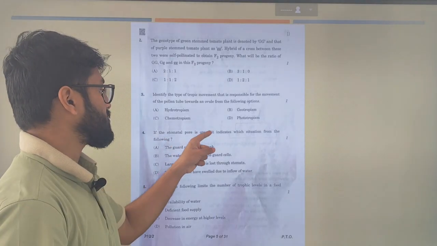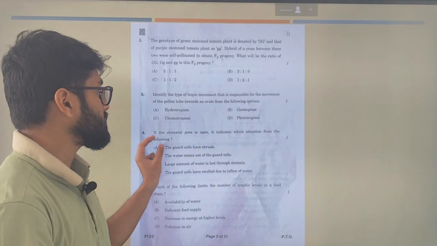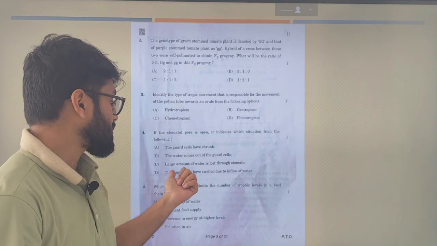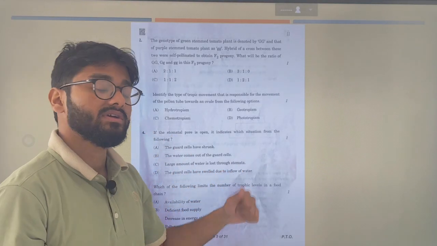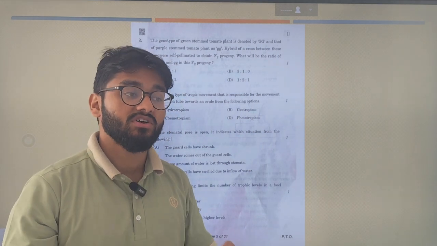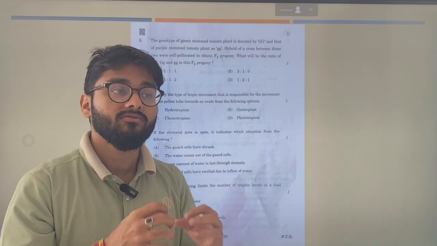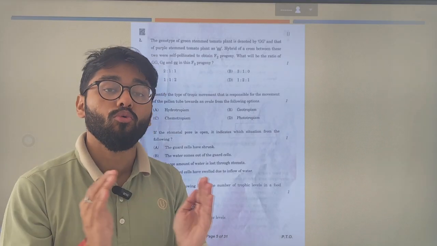If the stomatal pore is open, it indicates which situation from the following? If the stomata is open, the only correct answer is that the guard cells have swelled due to the inflow of water, and this is called turgor pressure that builds up in the stomata for it to swell up and open up.